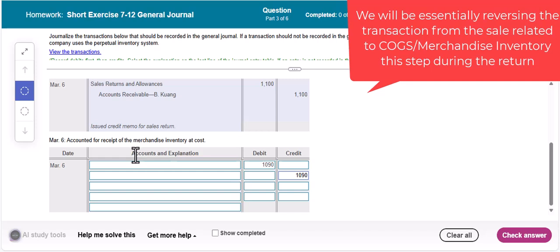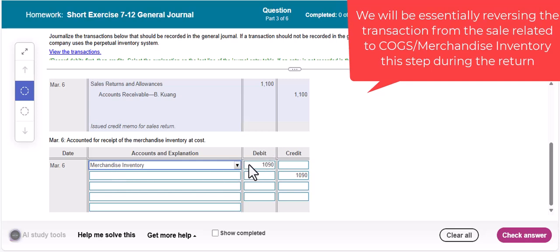So let's start with the account that's the easiest to understand. So when the inventory is returned to us, does it increase or decrease? Well, the inventory account is increasing, so that is my debit. So I'll input merchandise inventory here first as the debit account since we are getting it back and it is increasing with a debit. And again, that is because merchandise inventory is an asset that goes up with a debit.